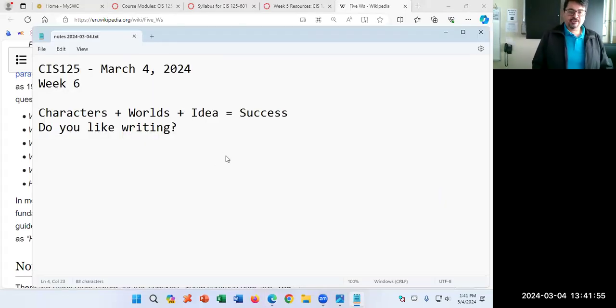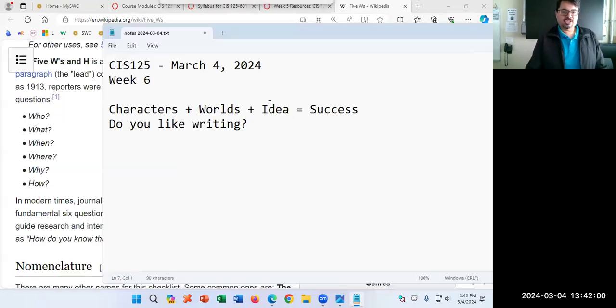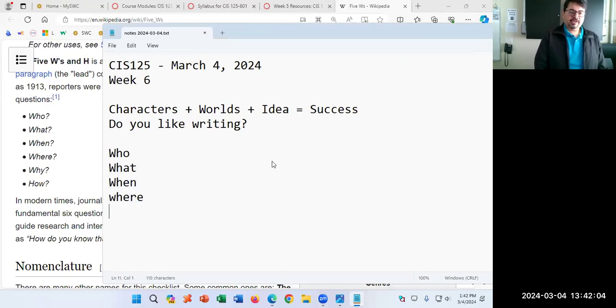You're going to make an idea for your character. One starting point is this checklist. Who, what, when, where, why, and how.